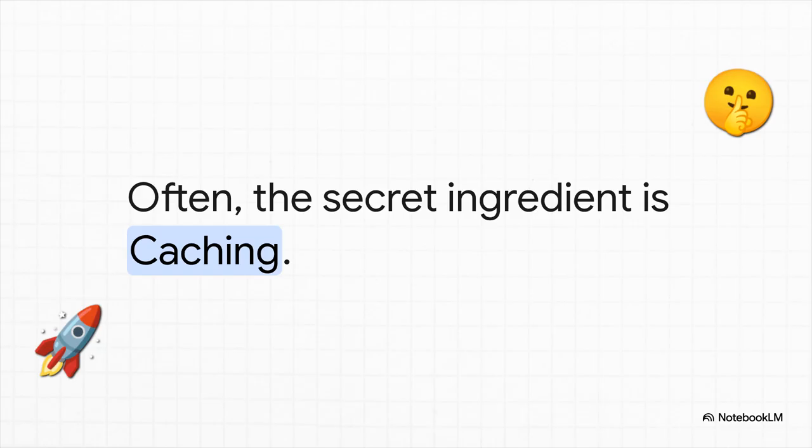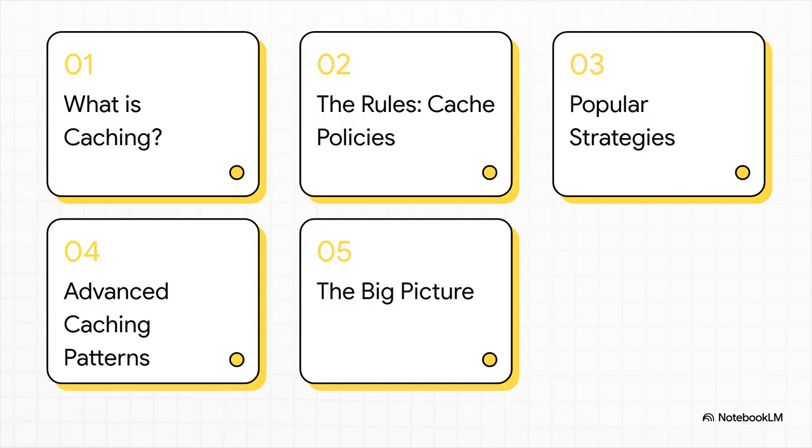It's this really elegant concept, and once it clicks for you, you'll start noticing it in everything from your web browser all the way up to the massive architecture of global services. Okay, so here's our game plan for today. First, we're going to start with the absolute basics. What even is caching? Then we'll get into the rules of the game, cache policies. We'll look at two of the most famous ones, LRU and LFU. After that, we'll tackle some more advanced patterns and finish up by looking at the big picture.